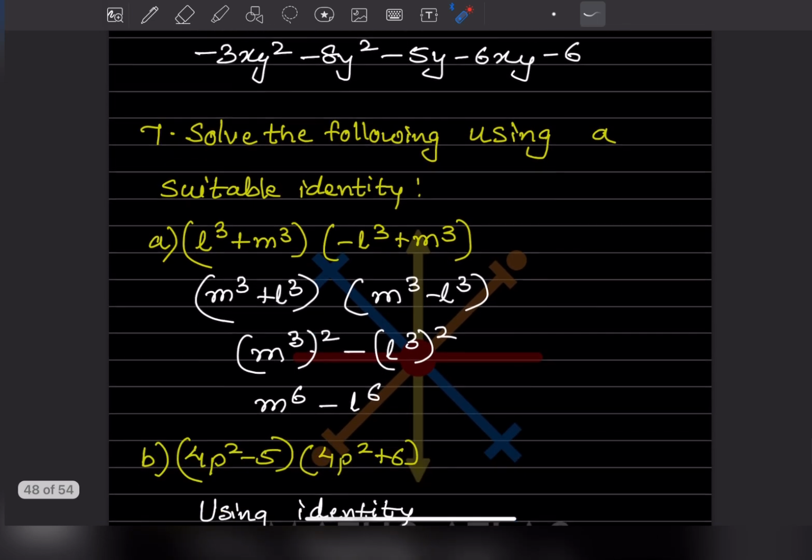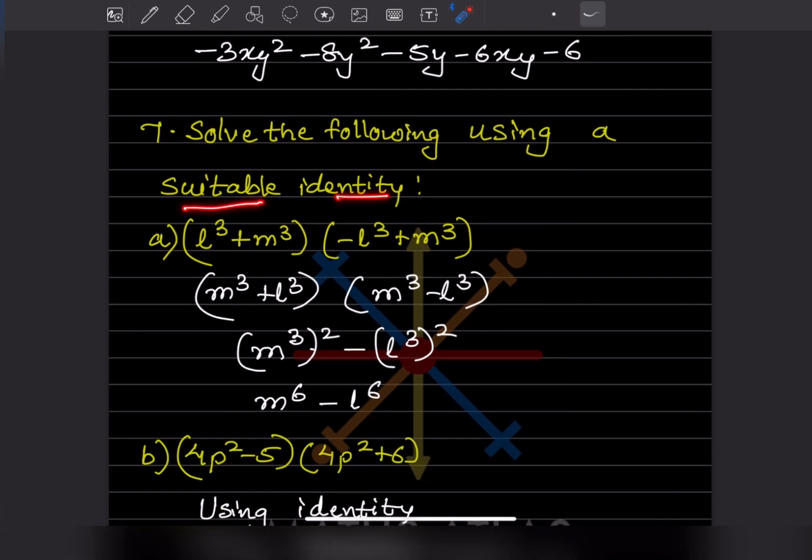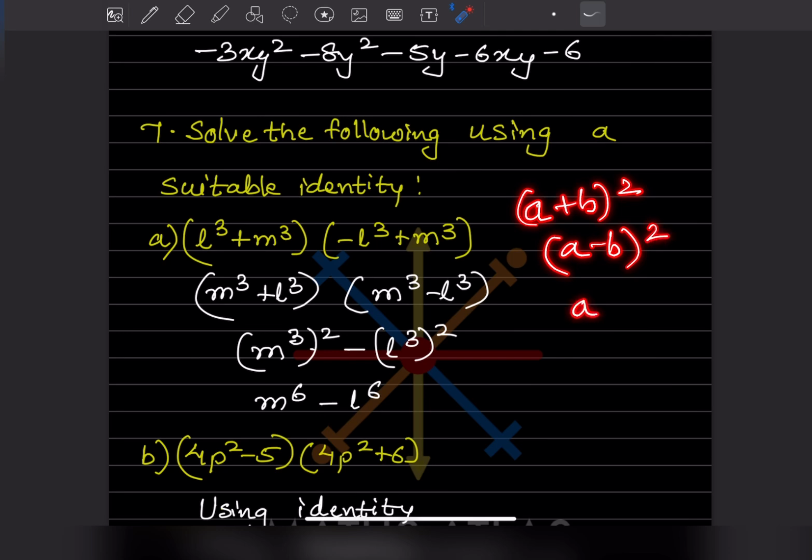Now solve the following using the suitable identities. Now looking at this one, what we can see, this is l cube. We have to use the identity l cube, just l cube, and this is minus l cube. Both are the same, but we don't have any other formula. We know that it should be (a plus b) whole square, or (a minus b) whole square, or a square minus b square. That will be (a plus b)(a minus b), and so on. But we don't have a direct formula. So what will we do here?